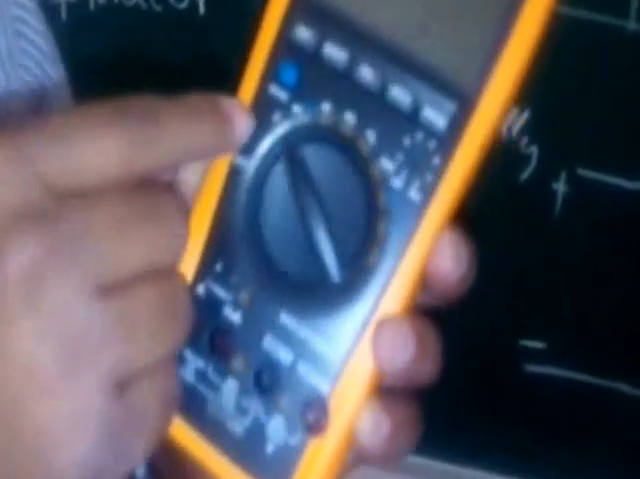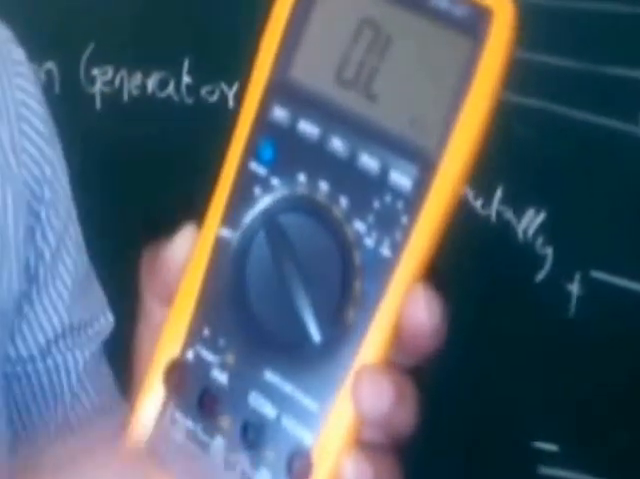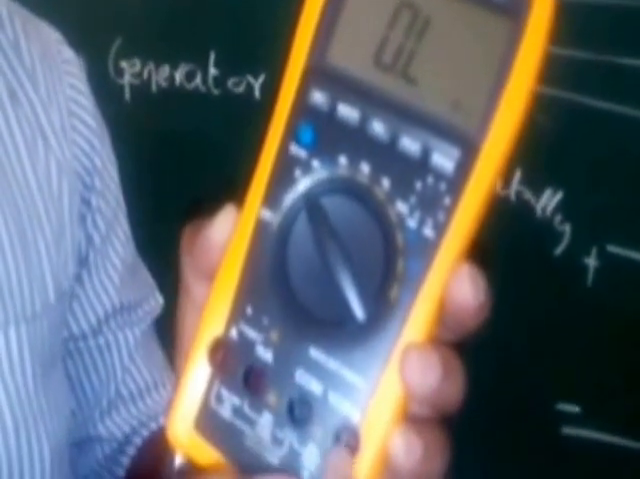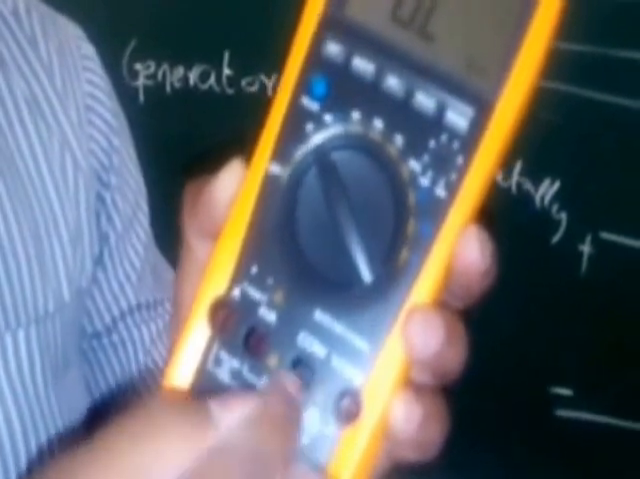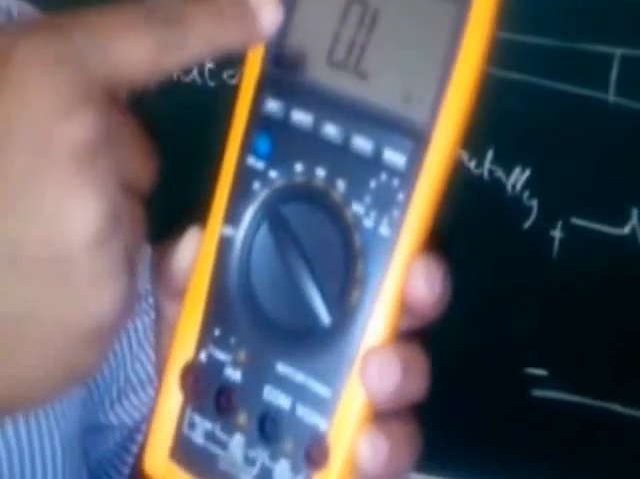Next, it is indicating the ohm symbol. That means by using this we can measure the resistance value also, by keeping the terminals of the resistor in the ohm hole and common. In between these two we have to put it, and we can identify the resistance value.